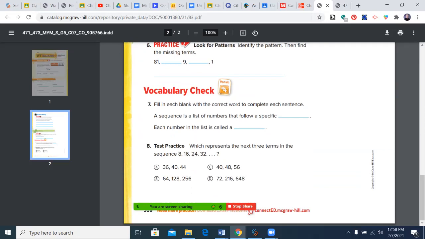A vocabulary, and we'll check on those words. And then which represents the next 3 terms in the sequence. So you need to identify the sequence to get the term. You'll see those words here, term and sequence. Those are our vocabulary. Term is a number on the list, and a sequence is a list of numbers that follow a specific pattern.